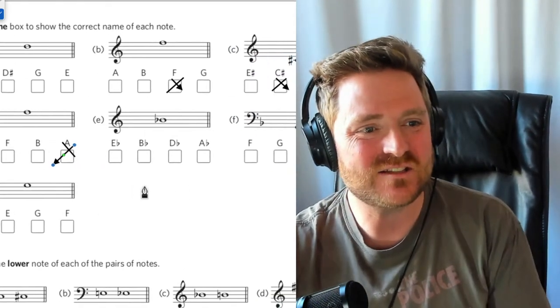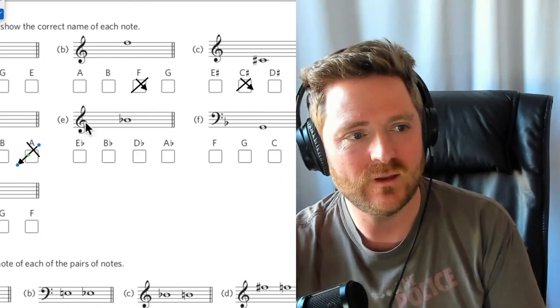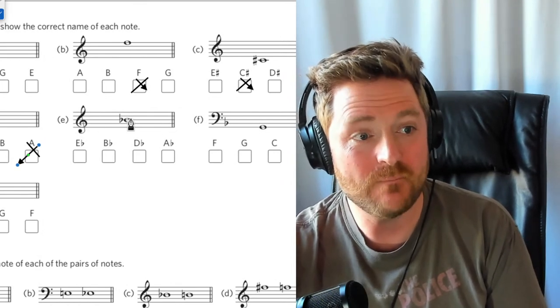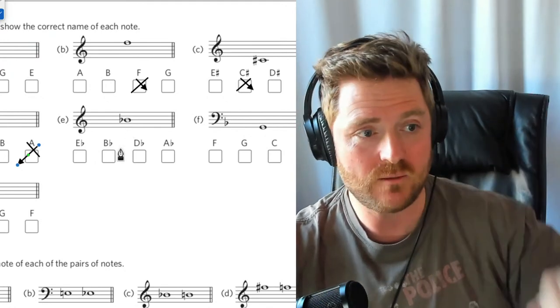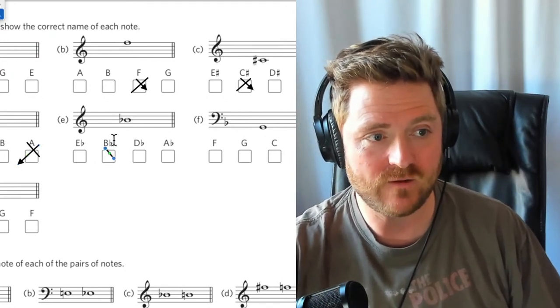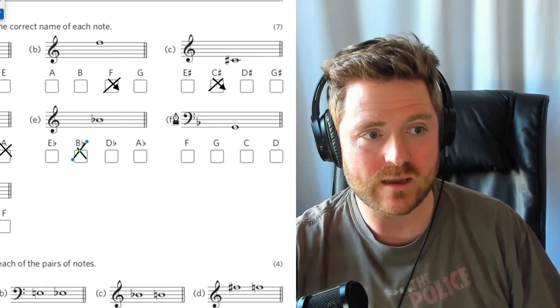Brilliant. So this one here, so we are now looking at the middle line on the treble clef. Well, that's every good boy, third line up, and it's got a flat symbol, that's a B flat. Here, we're going back to the B flat here.